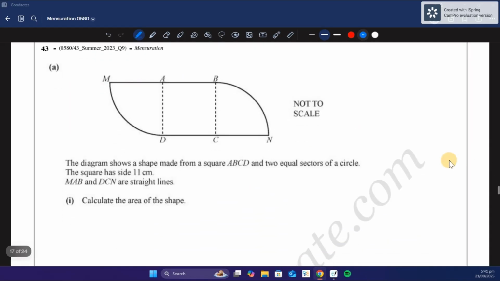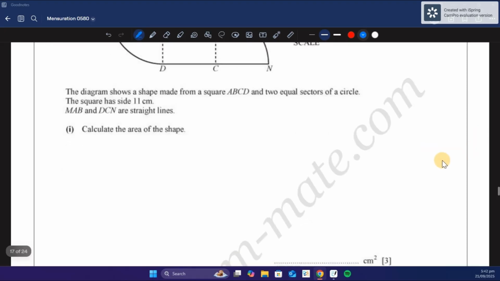Moving on to question number 43. The diagram shows a shape made from square ABCD and two equal sectors of a circle. The square has side 11. MAB and DCN are straight lines. Calculate the area of the shape.